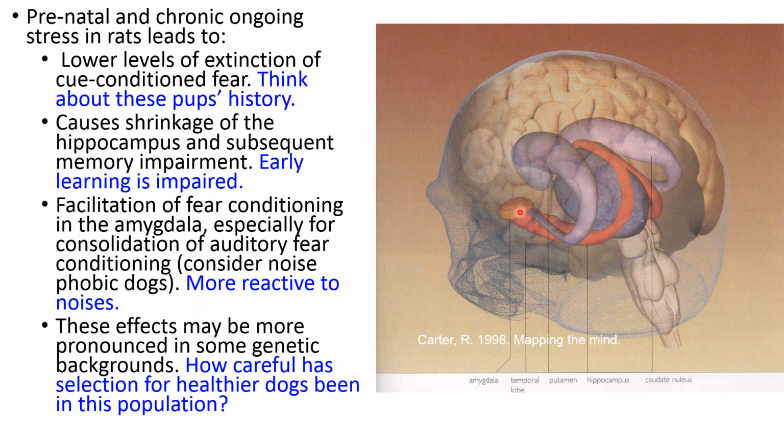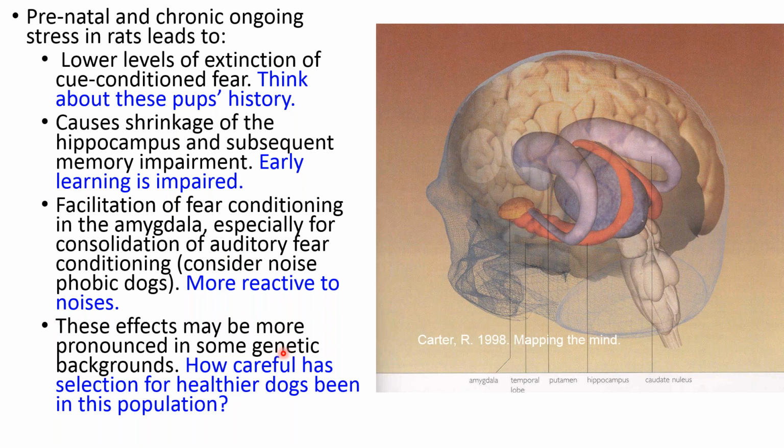And fear plays some role in avoiding those risky circumstances. But you get a facilitation of fear conditioning in the amygdala. You get a much more reactive amygdala, especially for things like auditory fear conditioning in these stressed rodents. So these rodents tend to react to a greater range of noises. They react for a longer period of time, and they have more abnormal behaviors when they're exposed to the noises. I think we see the same thing in these dogs.